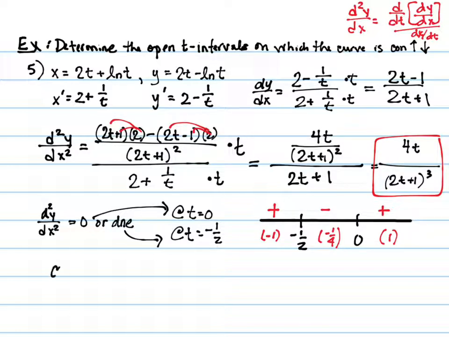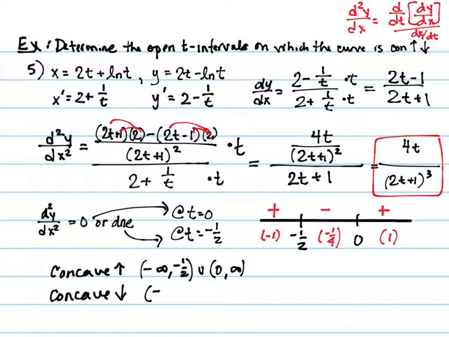So this one would be concave up from negative infinity to negative 1/2, and then again from 0 to infinity. And it would be concave down between them, between negative 1/2 and 0. Remember, it doesn't make sense to talk about concavity at any endpoints, so these are always open intervals. It also specifically said open intervals in the directions of the question, but even if it hadn't, they would be open intervals.